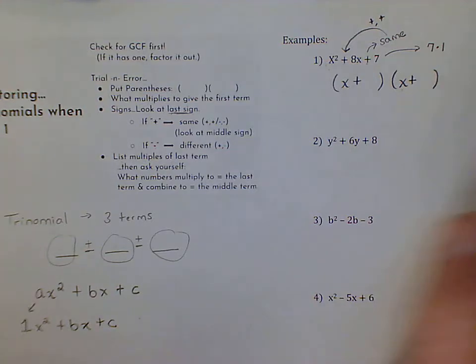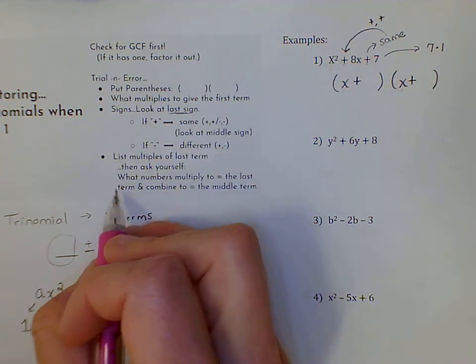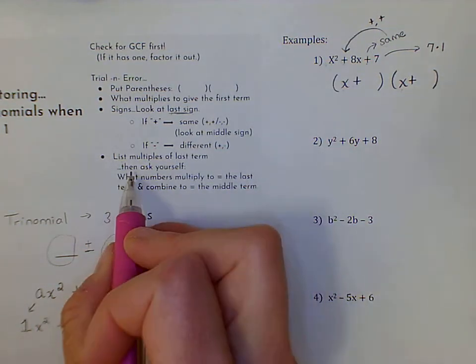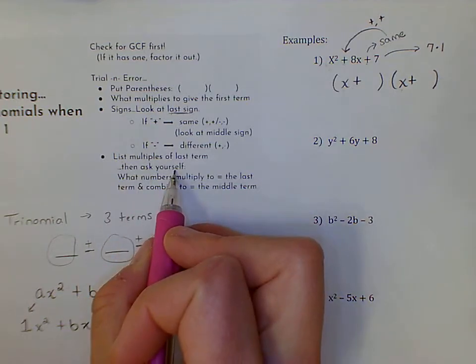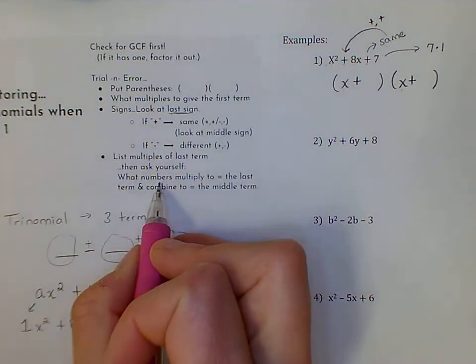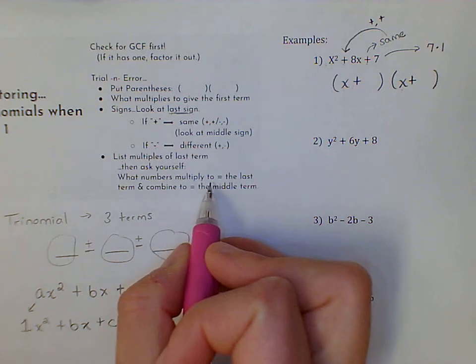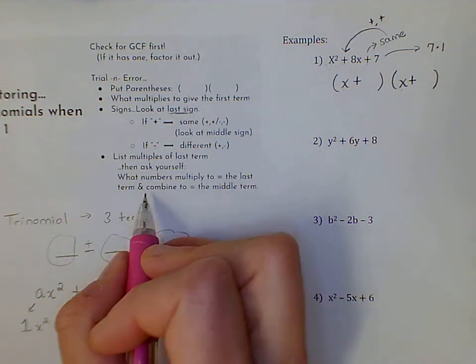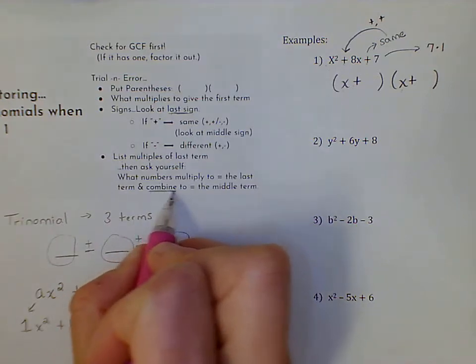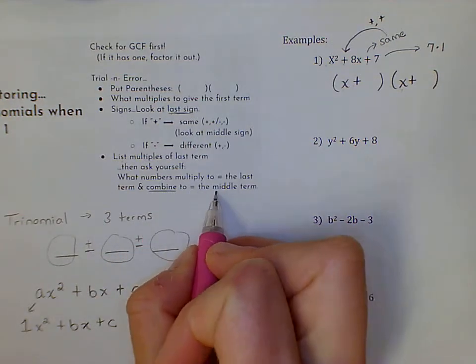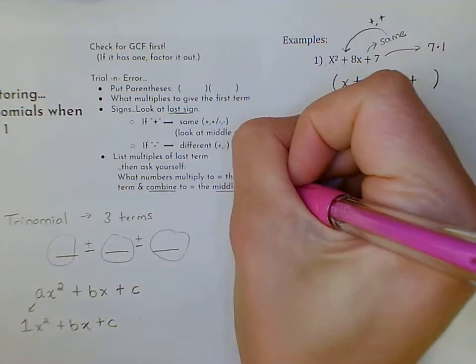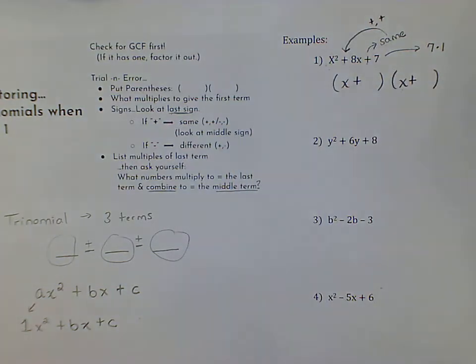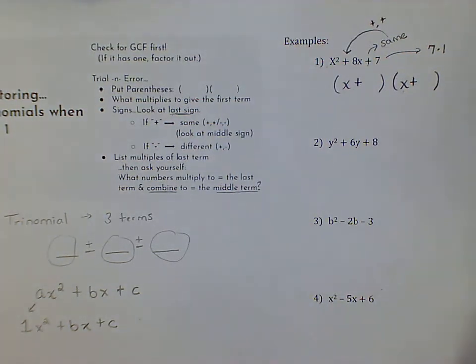So, from there, you have to ask yourself this question, okay? You ask yourself, what numbers multiply to equal the last term? So you've already written that down. But they also have to combine to equal the middle term. And that's a question, so that should have a question mark. So let's add a question mark there, okay?